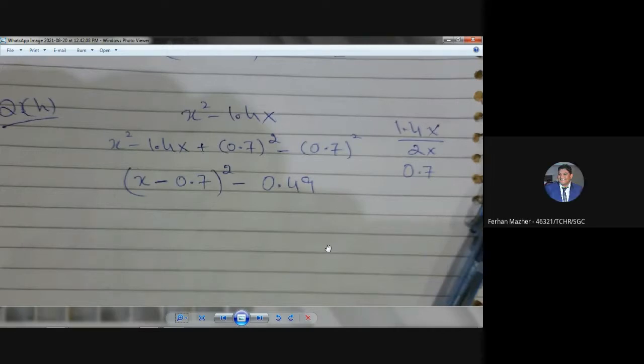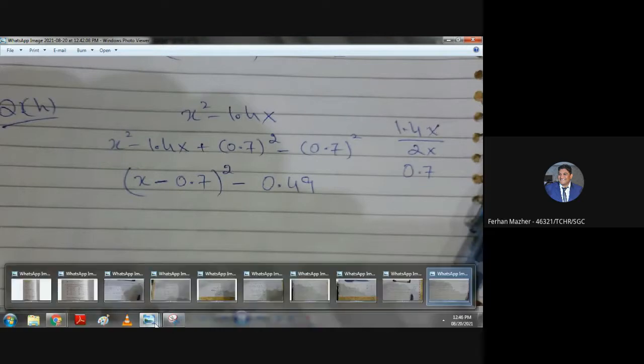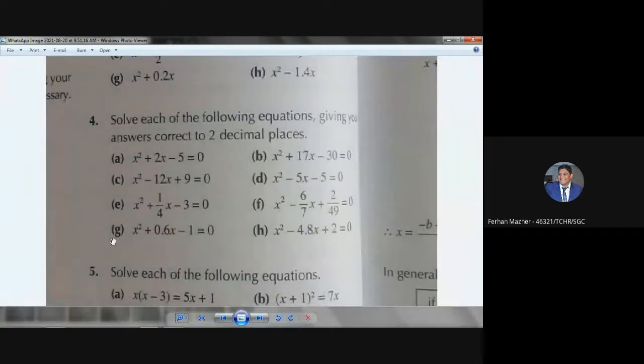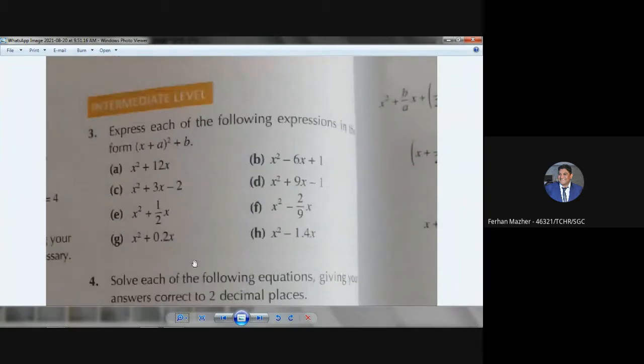Before I go to the next question, which is the next stage of this technique, let's talk about what we were actually doing. The technique which we are using is called completing the square. Always remember this name, completing the square. But whenever this question comes in your paper, the examiner will never use the words completing the square. So it's a very important thing.